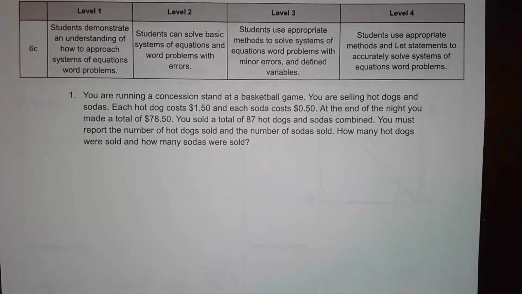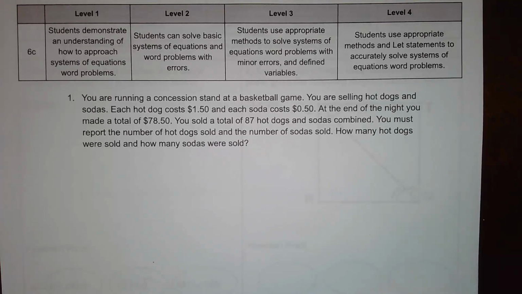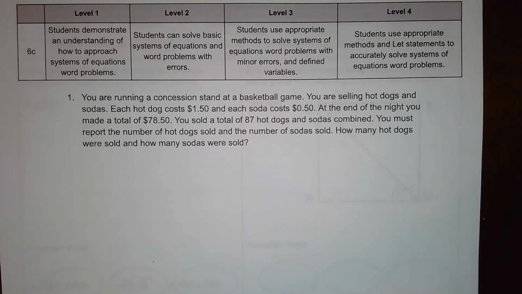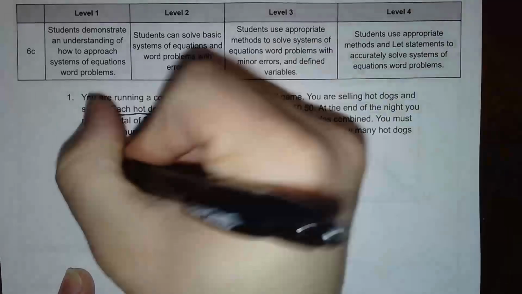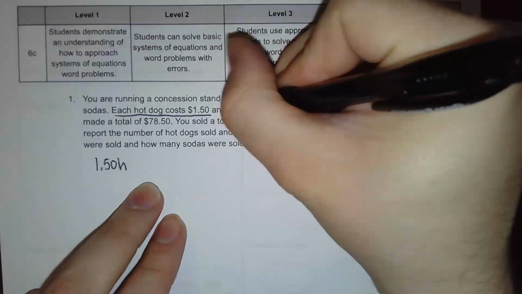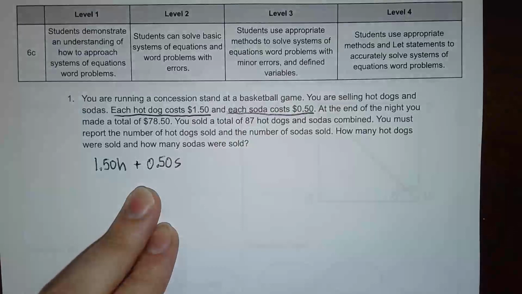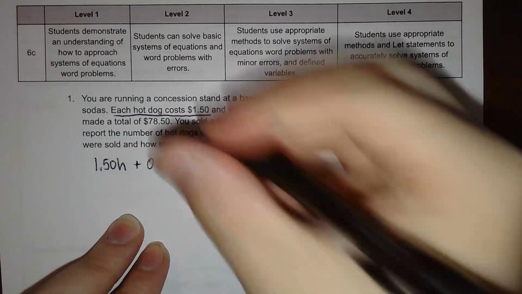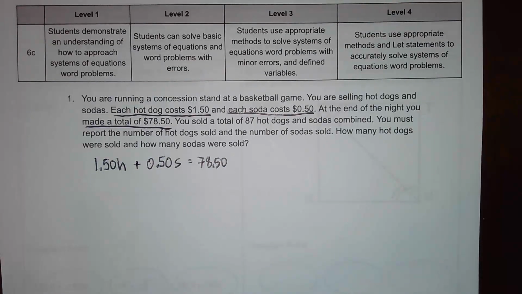Our first standard is 6C. It says you are running a concession stand at a basketball game. You're selling hot dogs and sodas. Each hot dog costs $1.50, and each soda costs 50 cents. At the end of the night, you made a total of $78.50. This first equation has us create an equation based on the prices of each item.